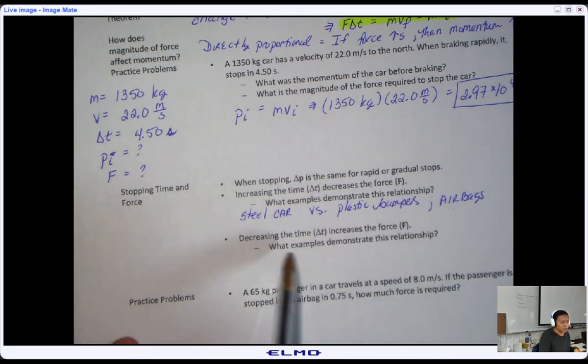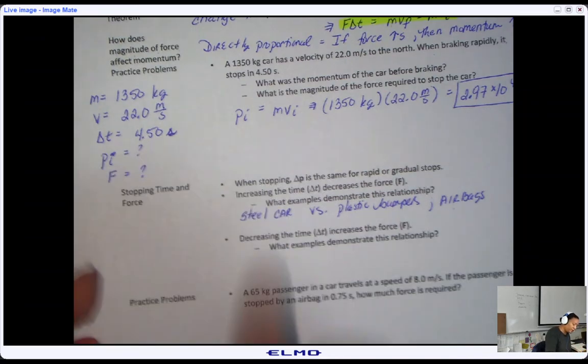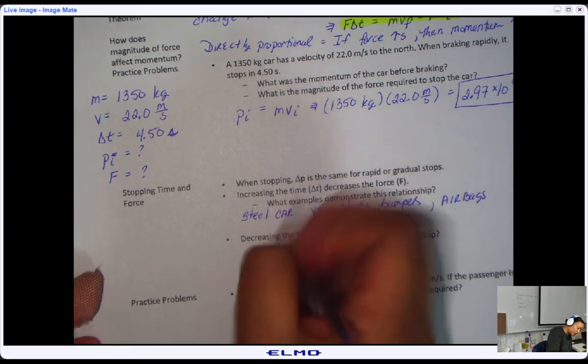So plastic bumpers, what example demonstrates this relationship would be specifically plastic bumpers or airbags? It says decreasing the time increases the force, so that would be, sorry, I probably put steel car in the wrong place. So steel cars.